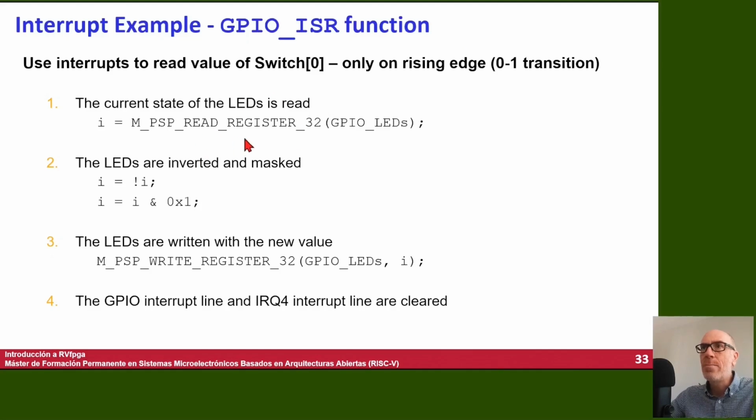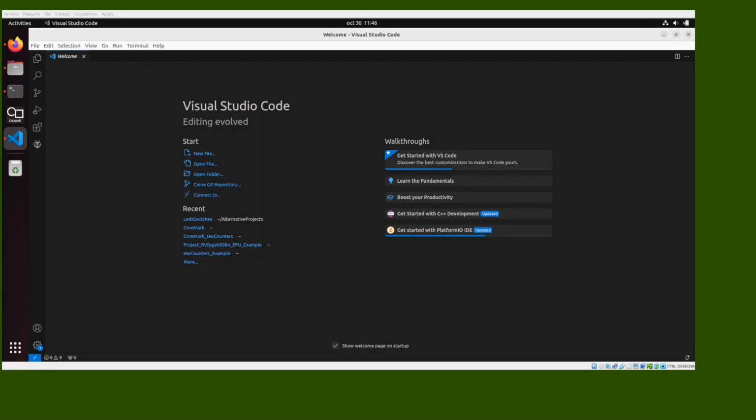First, it reads the current LED state, then inverts the rightmost LED, and finally writes the new value to the LEDs. Lastly, it clears the interrupt and re-enables it from the switch. Now, let's look at the interrupt-based code example we just described.